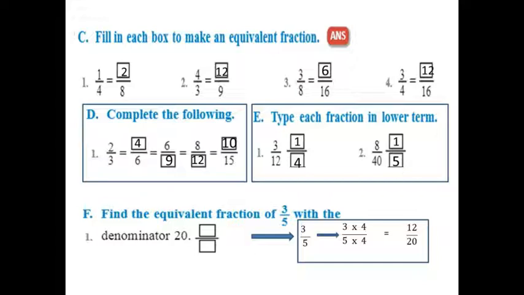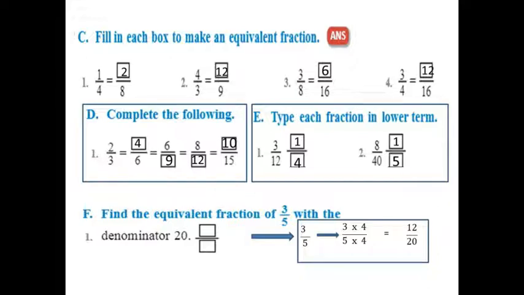Type each fraction in lower term. So lower term means you will divide. Higher term means you will multiply. So here to find out the lower term we will divide. So 3 by 12 is given. So the lowest term, how do you find out? You will find out the common factors between the numerator and the denominator. So the common factor between the two is 3. So you divide 3 with the numerator and the denominator. So when you divide in the numerator, 3 divided by 3 is 1 and 12 divided by 3 is equal to 4. So the lowest term of 3 by 12 is 1 by 4.